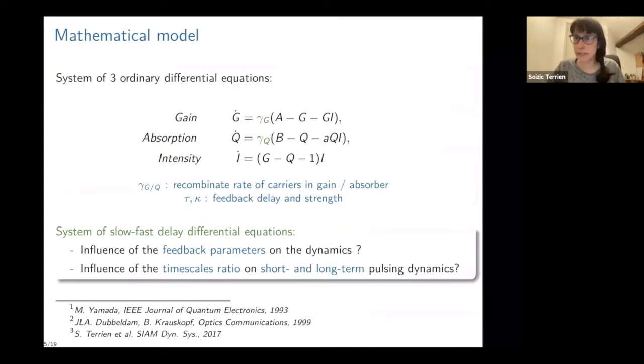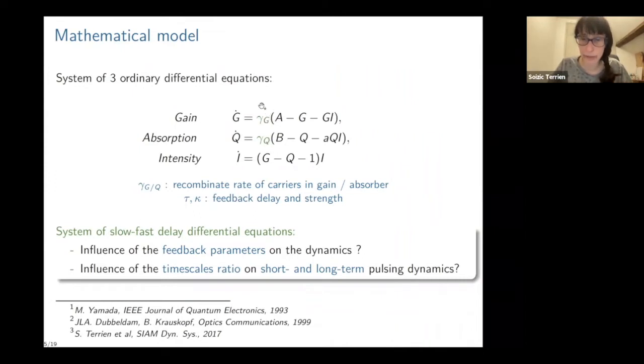So originally, the solitary laser without feedback can be described by a system of 3 ordinary differential equations, which are known as the Yamada model. So we have an equation for the gain, G, an equation for the absorption, Q, and an equation for the intensity, I. And an important point here is first that A is the pump parameter, so it corresponds to the energy we provide to the device.